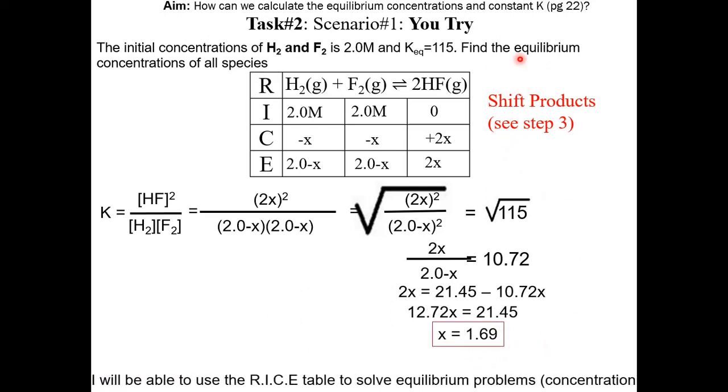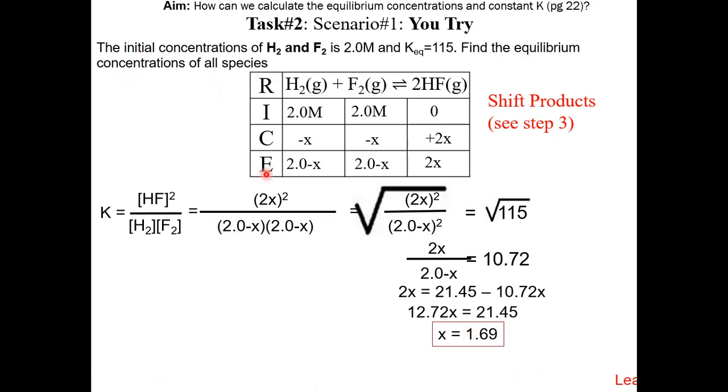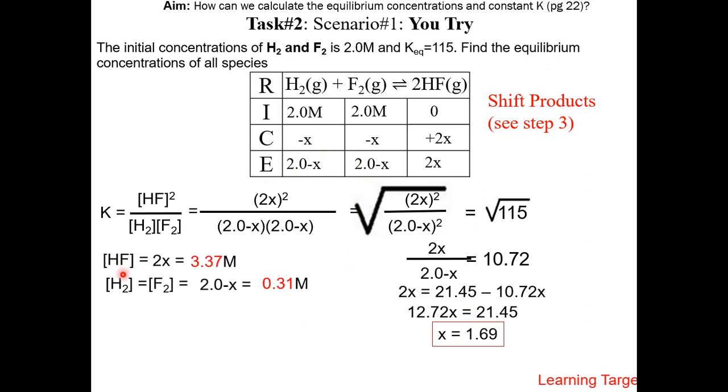To find the equilibrium concentration of all the species, you plug x into the equilibrium concentration. HF has an equilibrium concentration of 3.37. H2 and F2 is 0.31.